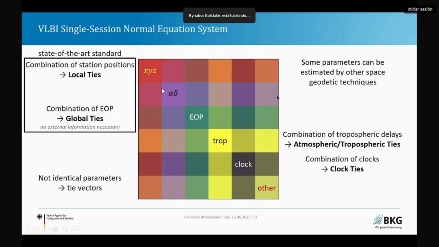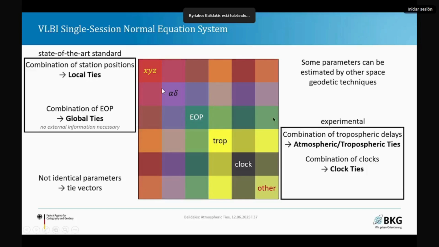So the state of the art says that the inter-technique combination should be done using local ties and global ties, and there are some experimental combinations using tropospheric ties, clock ties, and also satellite ties. So if you observe satellites, which we currently do not do with VLBI, but will do with the Genesis mission, which will be launched by ESA in a couple of years.